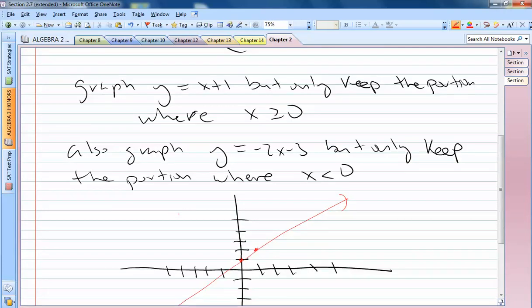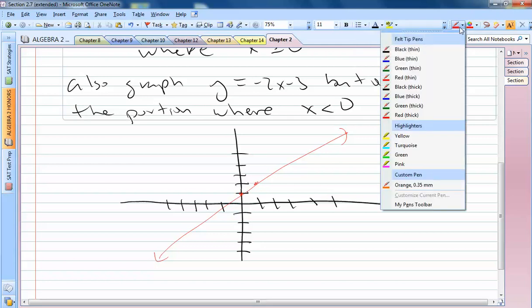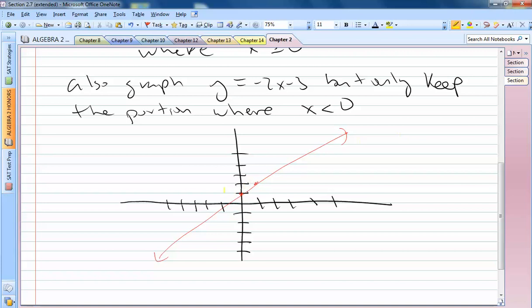Now we have to keep the portion where x is greater than or equal to 0. If we think about it, I'll go to my highlighter here. Only this portion of the graph is where x is greater than or equal to 0, because this portion right here, all the x values are obviously less than 0. So what I'm going to do is erase. Okay, that was not smart.